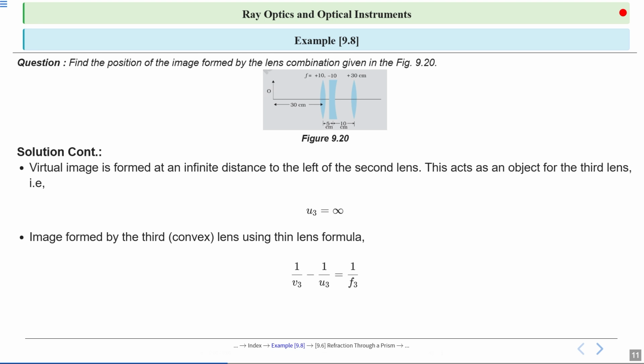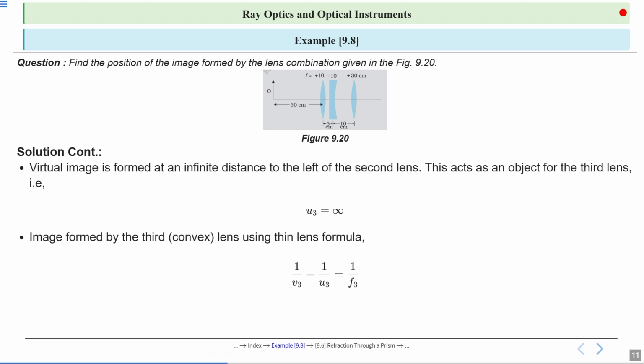I will explain that V2, the image formed by the concave lens, that is the second lens in this combination. So the position of the image formed by this concave lens is infinite. So the image is formed at infinity. That image forming at infinity will act as an object for the third convex lens. That's why U3 is infinite.